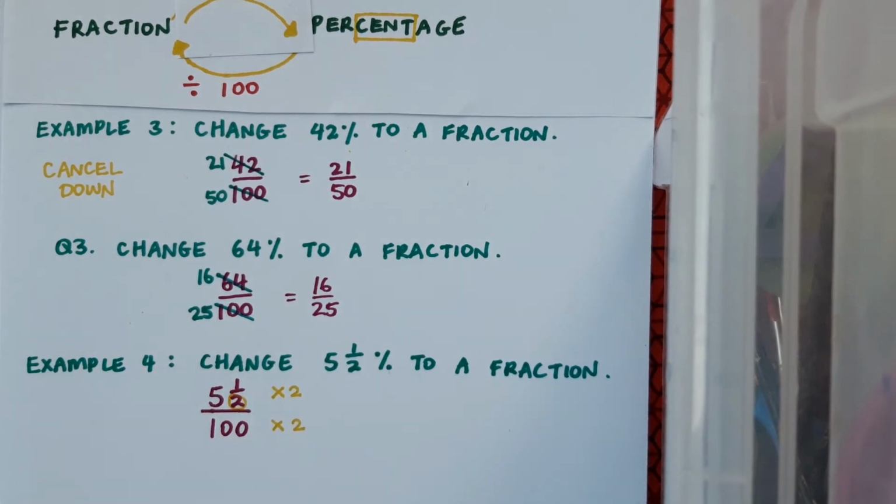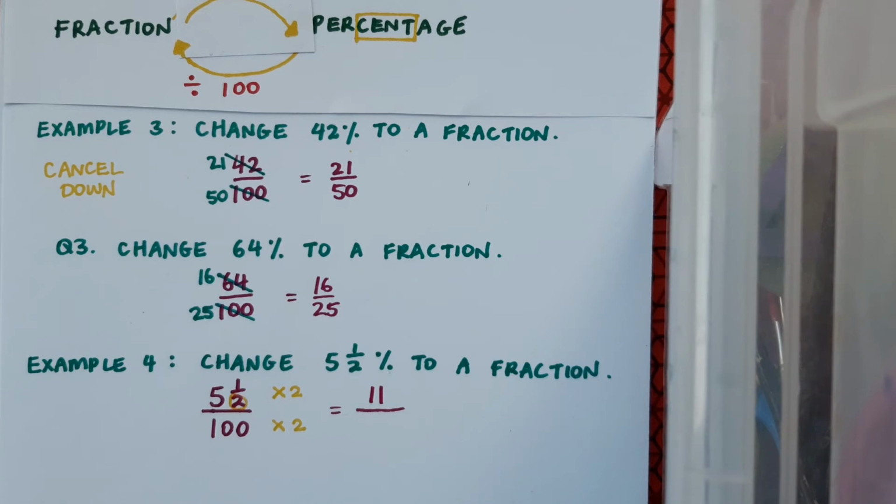So I'm going to multiply 5.5 by 2. So what will I get for that? Well, 5.5 by 2 is going to give me 11. Again, it might be a good plan to have a little rough work column going on here for your calculations. And on the bottom, 100 by 2 is going to give you 200. And you'll notice that 11 and 200 don't have any common factors, so I can't cancel any more than that, and that's my final answer.